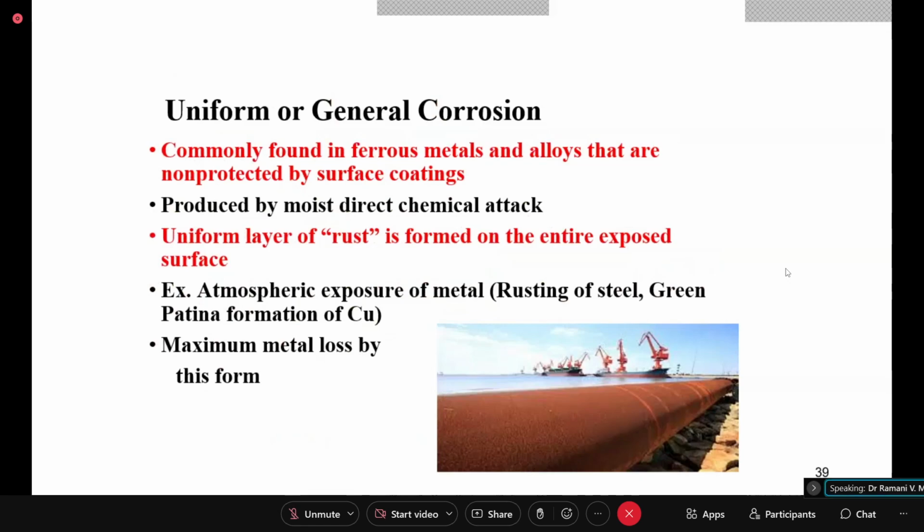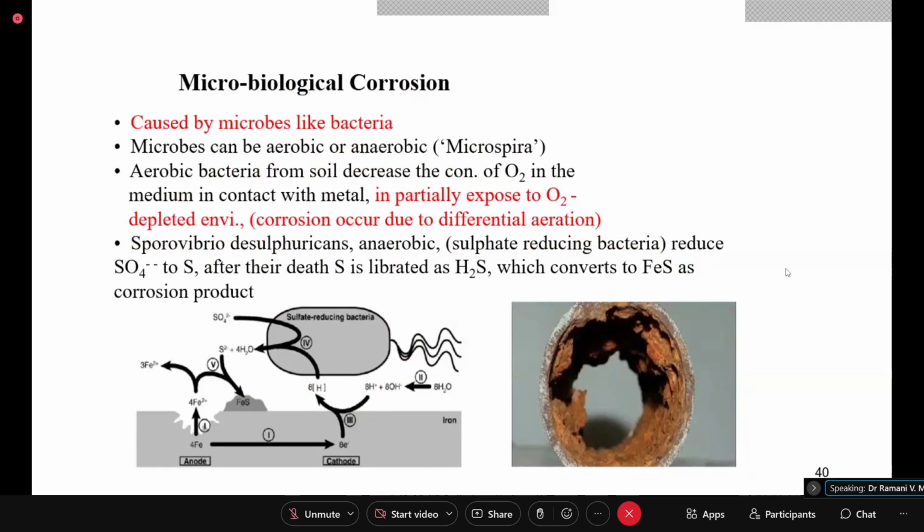Then uniform or general corrosion, where there is uniformly distributed iron oxide. That is uniform corrosion, produced by moist direct chemical attack. A uniform layer of rust is formed on the entire exposed surface, and the example is atmospheric exposure of metal. Maximum metal loss is in this form.